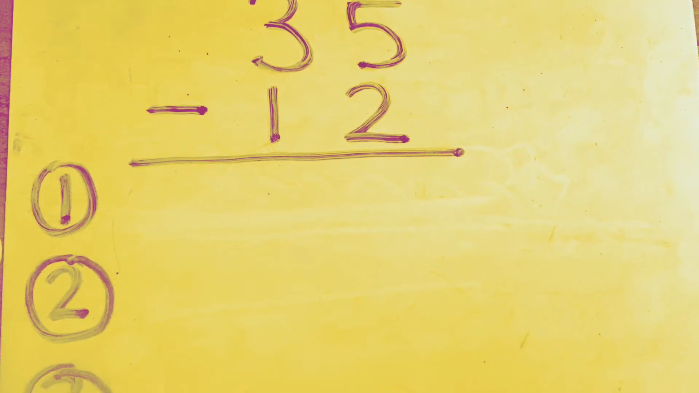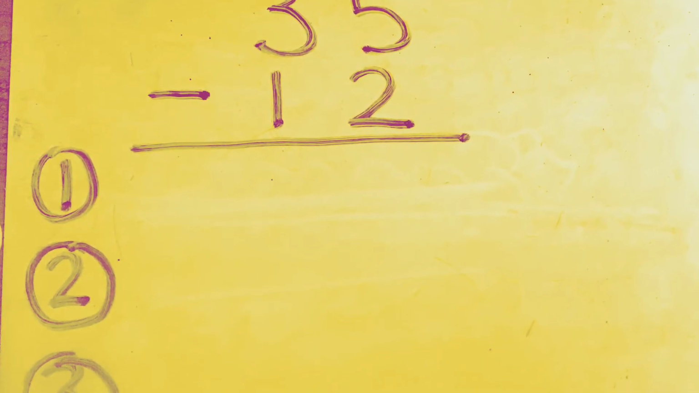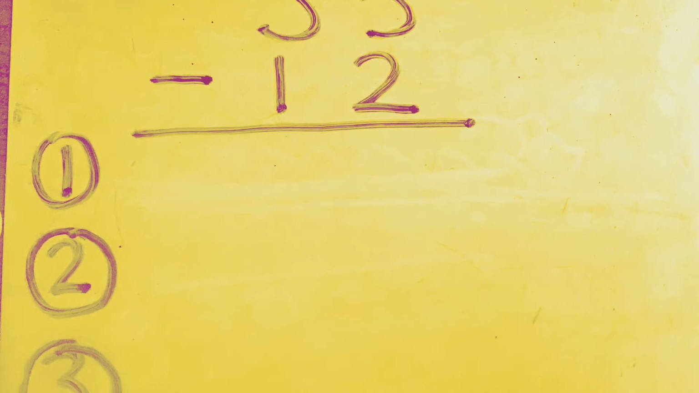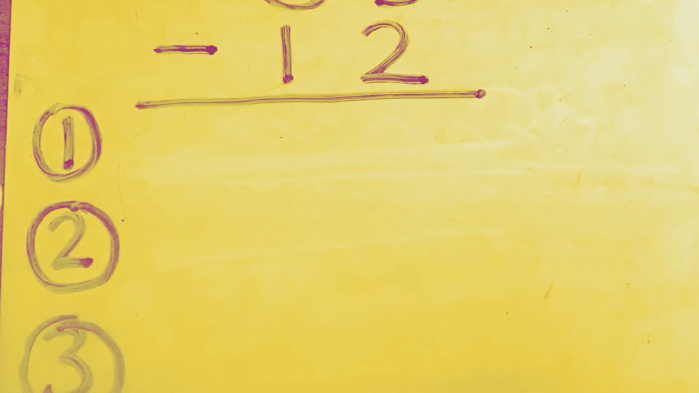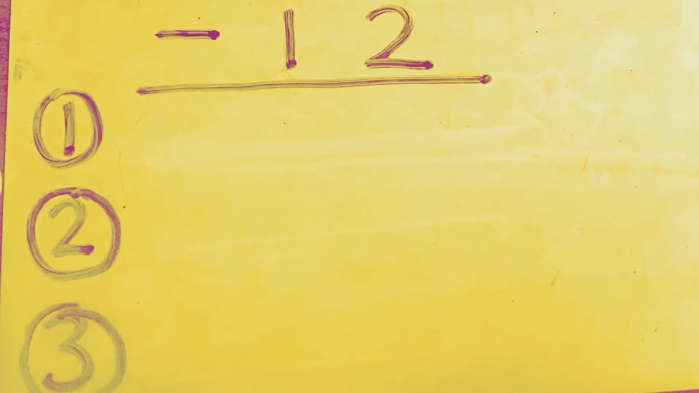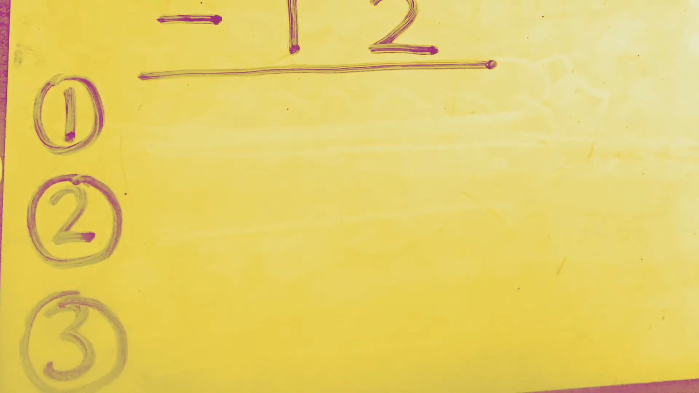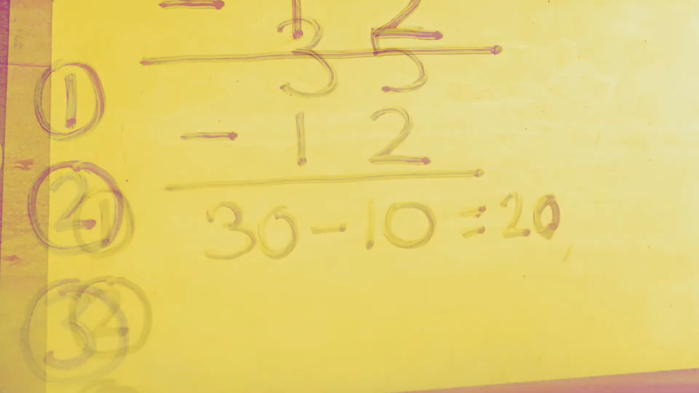And how do we solve this problem using the left to right method? Remember, we start with the tens and then use the ones. And we need to have 3 steps. Can you pause this video now and solve that using the 3 steps?